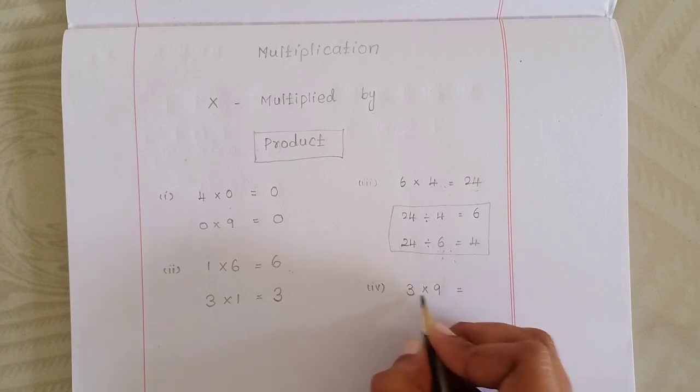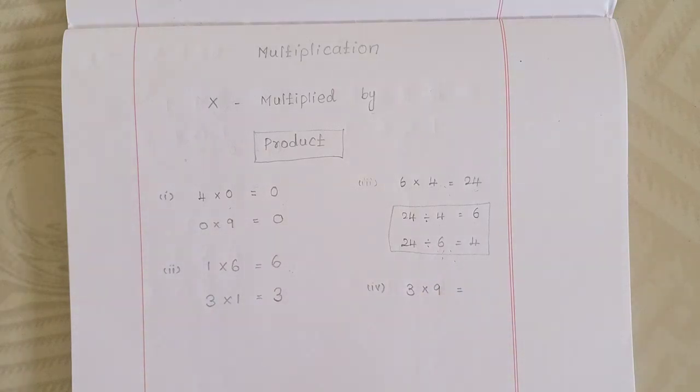3 9s are, what will come? 3 9s are 27. Open your mouth and say the answer.